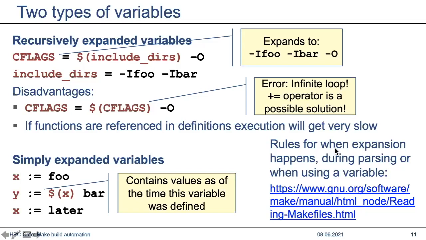So first, when does expansion happen? While parsing or when using a variable? And it also depends where in the rule the variable is used. Is it an immediately expanded variable or a deferred expanded variable? This now sounds all very complicated. I guess this is the price to pay because it is a programming language somehow, a domain-specific language. Usually it works out well. So when you don't do crazy stuff, it works out well.